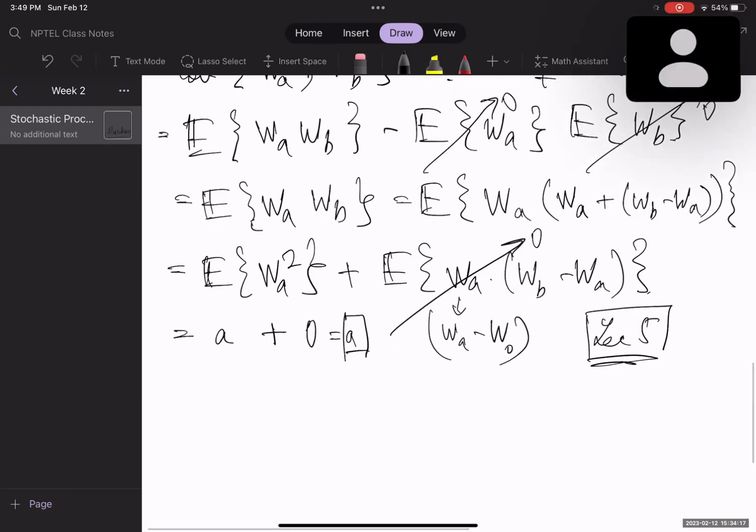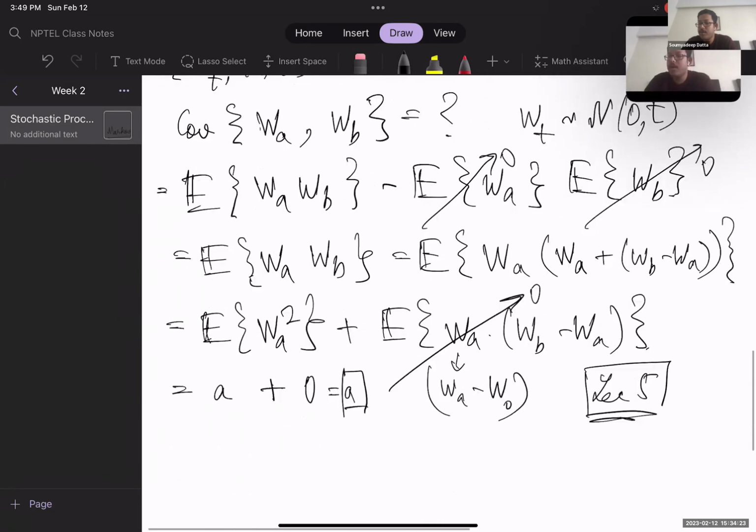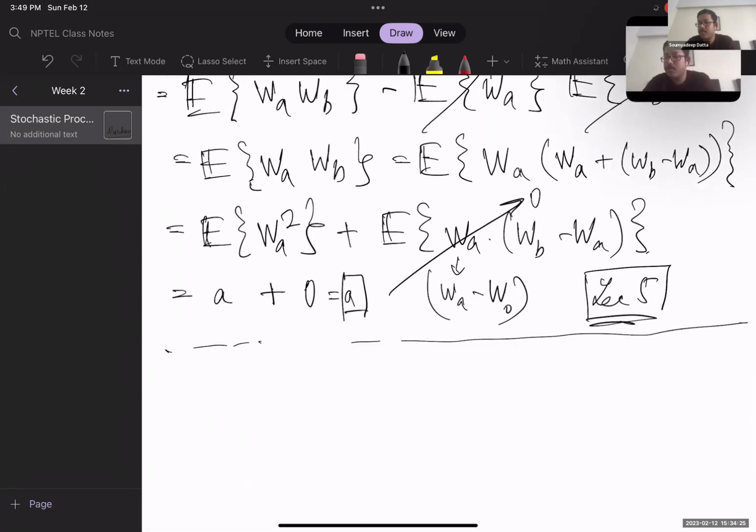So the Brownian motion is a very important example of a stochastic process. And now we'll jump to the primary property of queuing processes, which is Markov processes. So all queues are modeled as Markov processes.